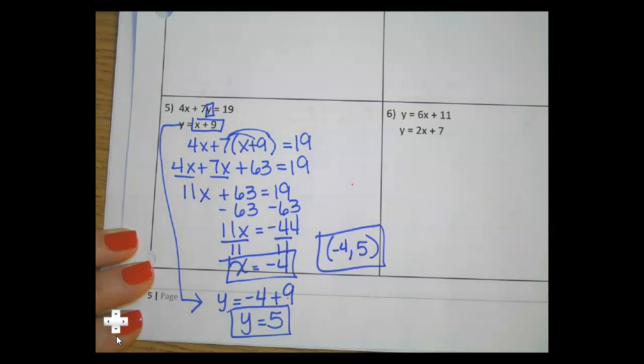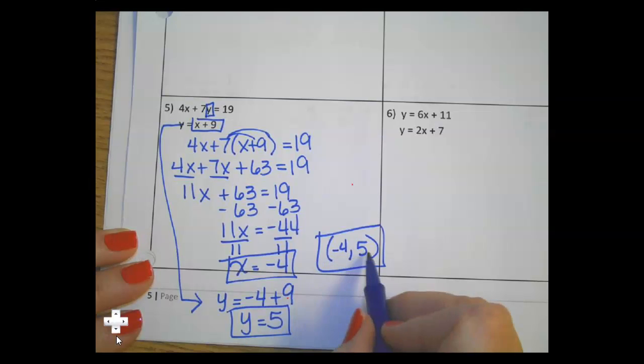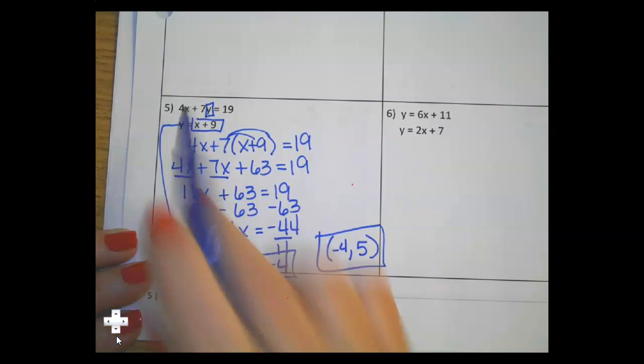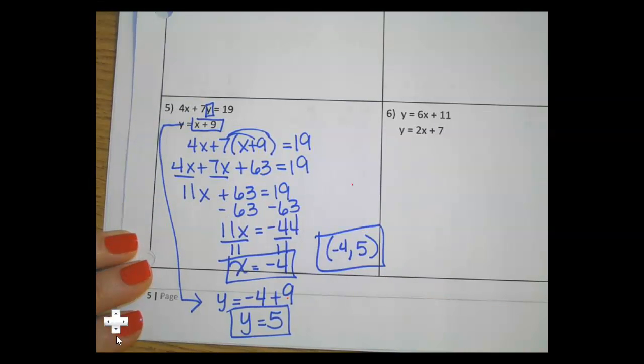That's how you do it. And if you want to check yourself, you can always substitute these values back up into these equations, both of them. What this means is there is one solution to this equation, and that's what it is. So if you were to graph this, this is where your two lines would cross. Okay.